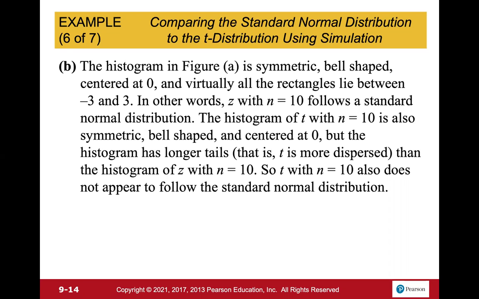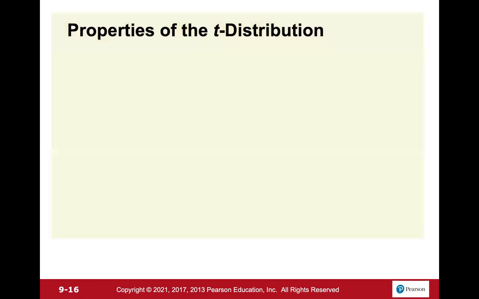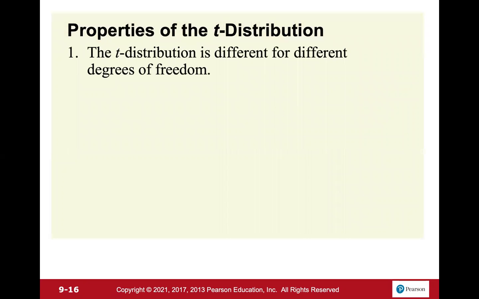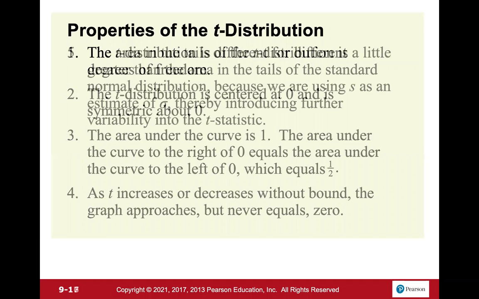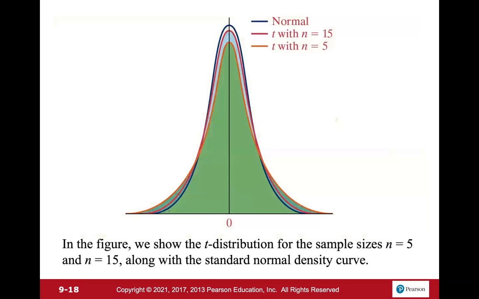I'm going to save us some time and just show the different properties of the t-distribution, and we can compare it to the normal distribution. The t-distribution is different for different degrees of freedom. Some of them are taller, but the area underneath the curve is always still going to be 1.